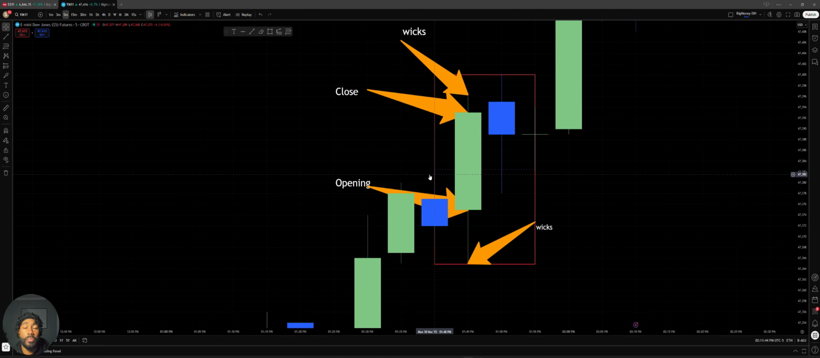A candlestick shows you a duration of time. It has an opening and a close. It also has this thing called wicks. Wicks show you where price has been during that time frame. And the bar that's in between shows you where price has decided to stay at from open to close.